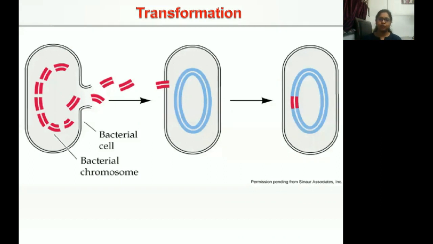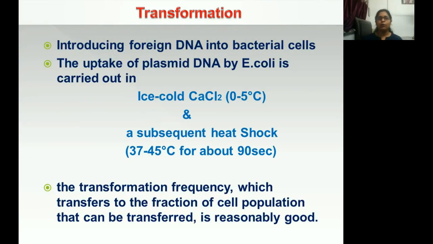We can carry out this process in the laboratory by carrying out lysis of the bacterial cell. Now, how do we introduce this foreign DNA into bacterial cells, and how is the uptake of plasmid DNA by the recipient cell carried out? We are studying here how the recipient cell will take up plasmid DNA from another bacterium. Generally this uptake is carried out by cooling followed by heat shock.